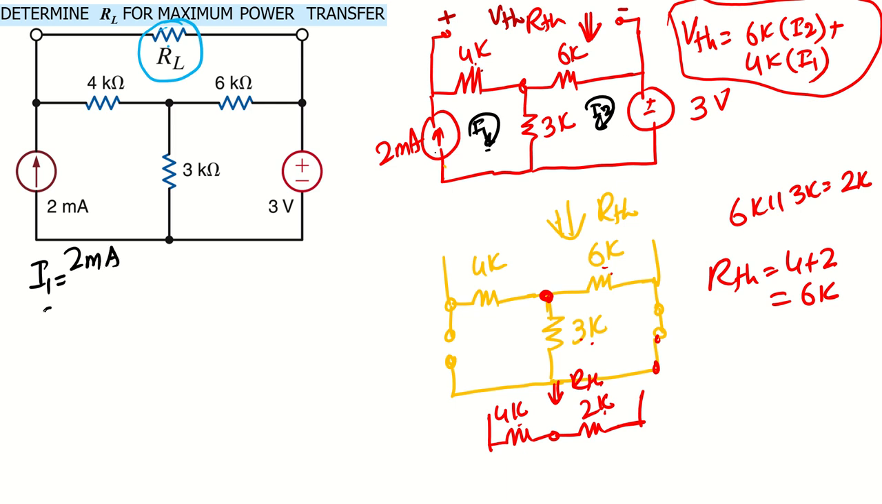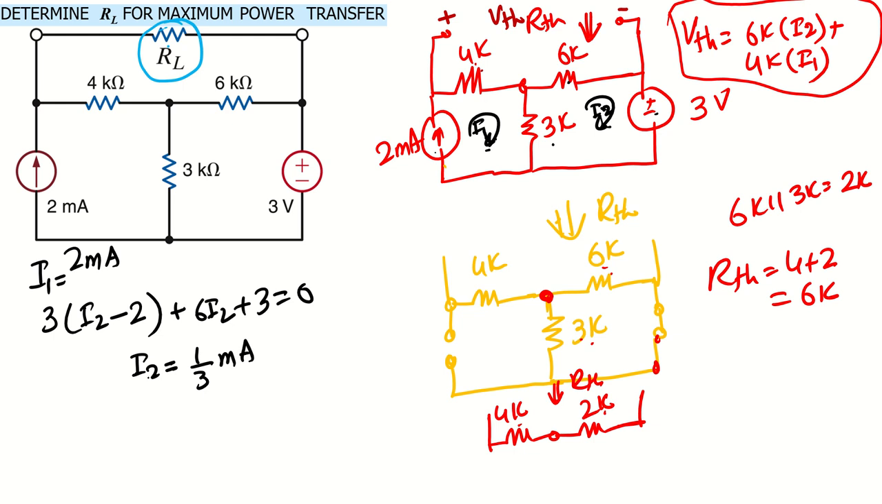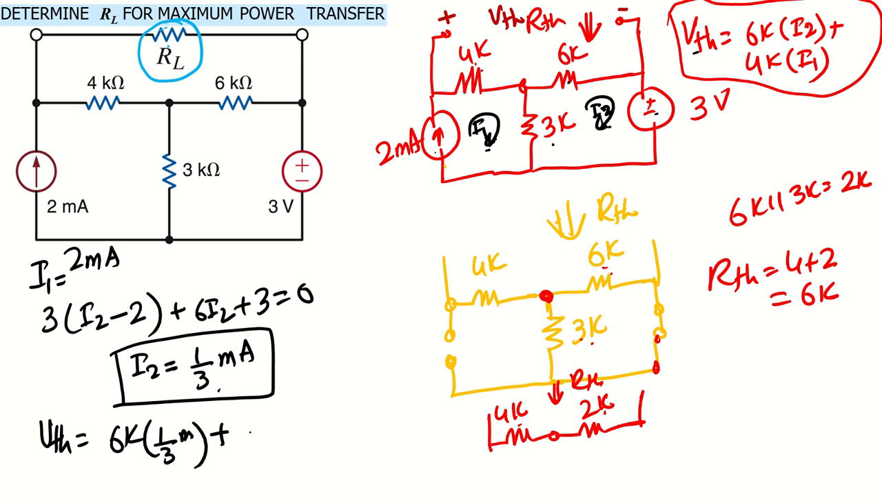For I2, let's write the KVL. 3 times (I2 minus I1), with I1 being 2, plus 6 times (I2 plus 3) is equal to 0, right? If you simplify this, the value of I2 comes out to be 1/3 milliampere. Now V Thevenin is 6K times I2, which is 1/3 milli, plus 4K times I1, which is 2 milli. That is 6/3, which is 2, plus 4 times 2, which is 8. So 10 volts.